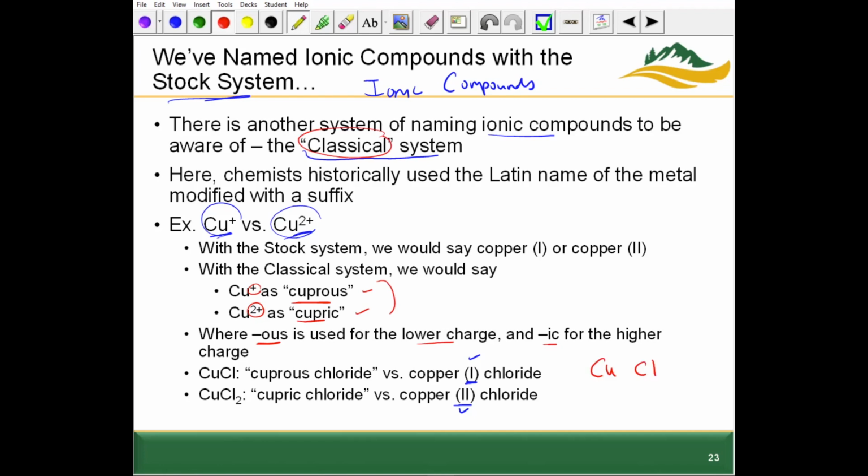How do we know this formula has copper 1? Well, chlorine is a halogen, it always forms -1 ions. That means there must be a +1 here for this net charge to be 0. Whereas for CuCl2, this is overall then -2. That means this has to be 2+ in order for those charges to net out to 0.